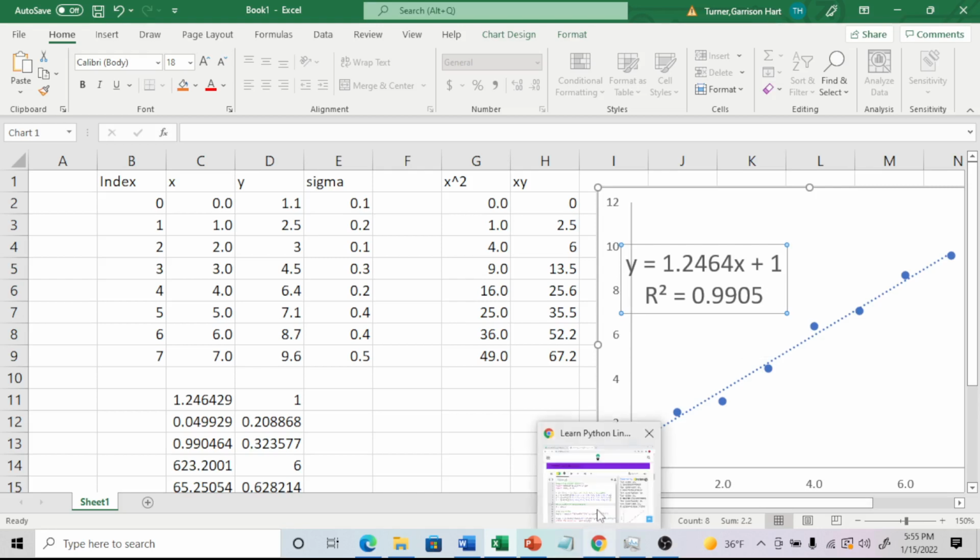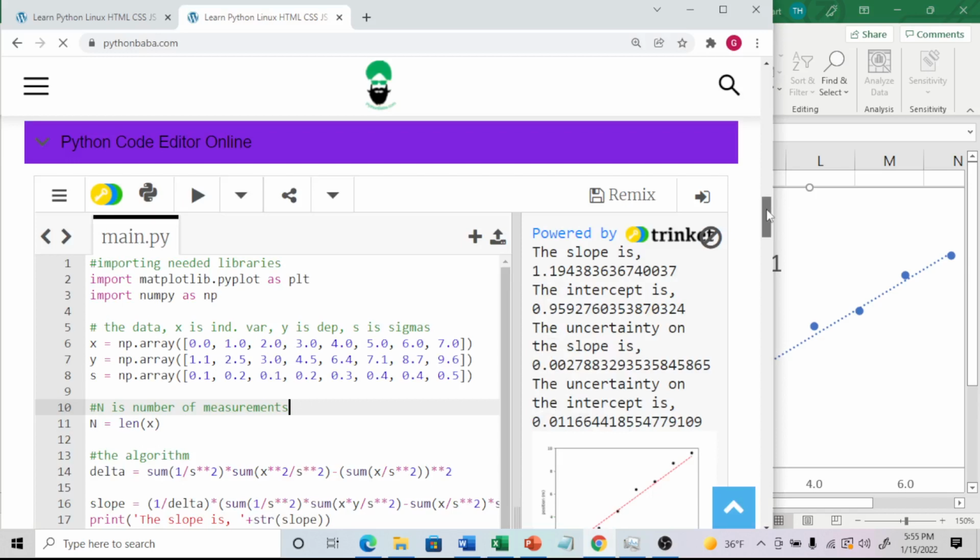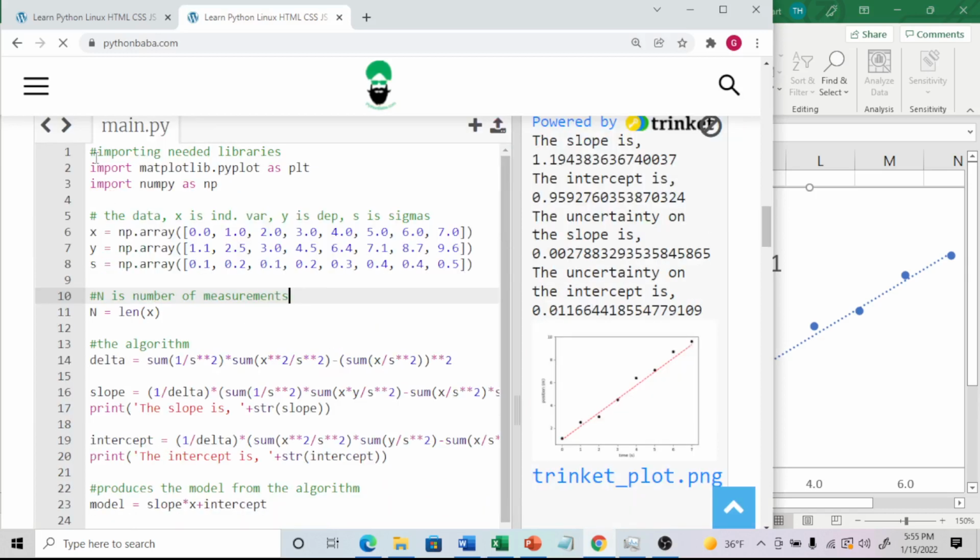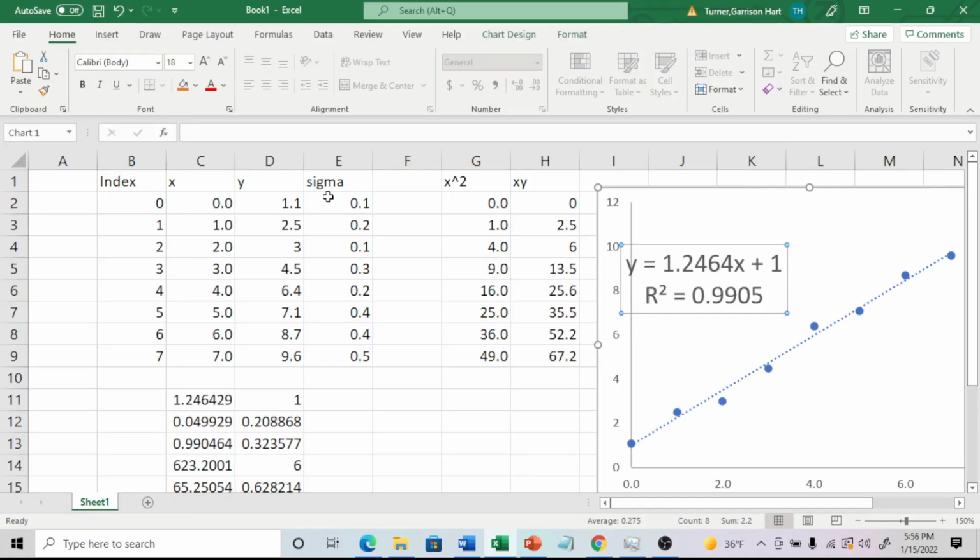But as a preliminary step, what I've done is I've commented the code so that if somebody were to read this, they could see what I was doing. Here I'm importing my libraries. Here's the data. The x data is my independent variable, y is my dependent variable, and s is the sigmas. And so this set of numbers matches the values that we have here in Excel.